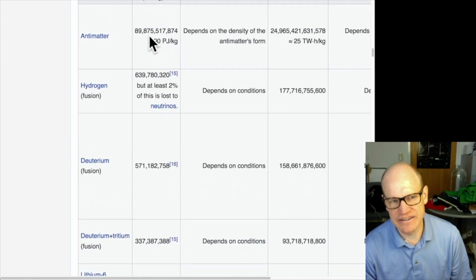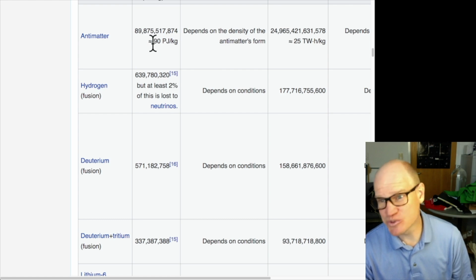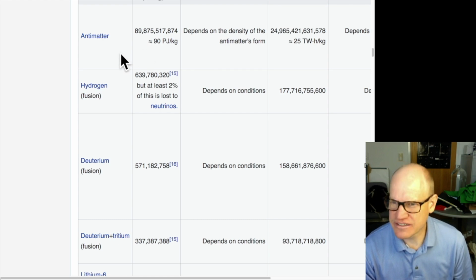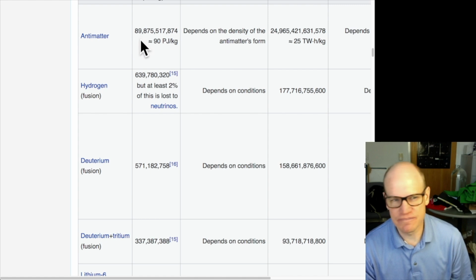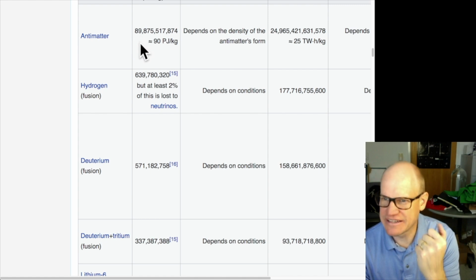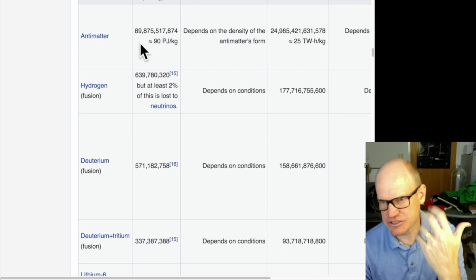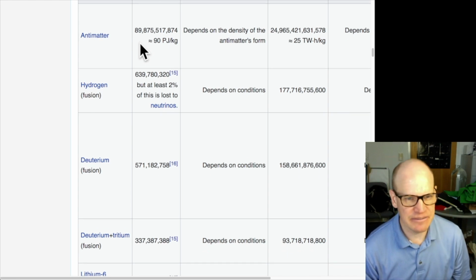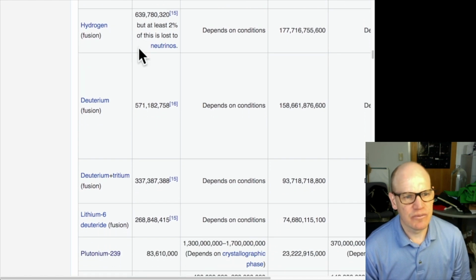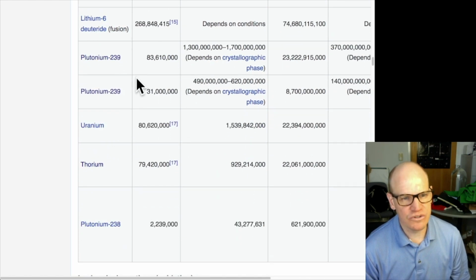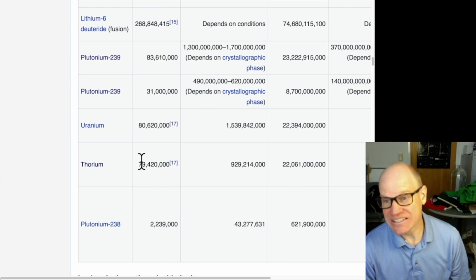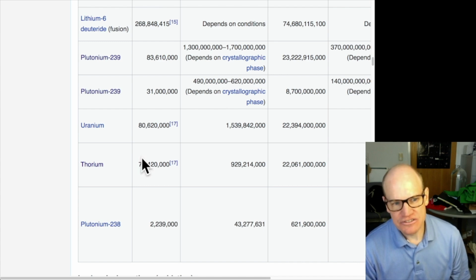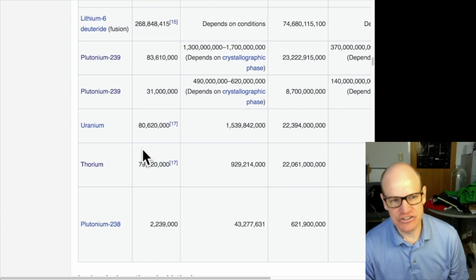we won't worry about antimatter because it's not something that we can look at, 90 petajoules per kilogram. If we could do antimatter, this would certainly be more energy dense, but that's not a possibility unless we had dilithium crystals and Spock could go in there and repair the antimatter chamber thing. But if we look at plutonium 239, plutonium or uranium, thorium, these are 80 million megajoules per kilogram. So that's 1 million times the energy density for uranium and thorium than what you get from fossil fuels.